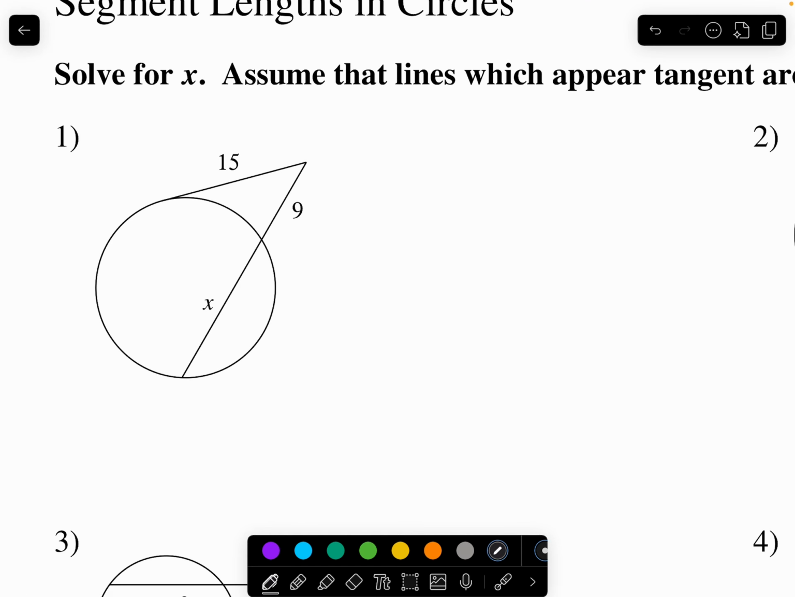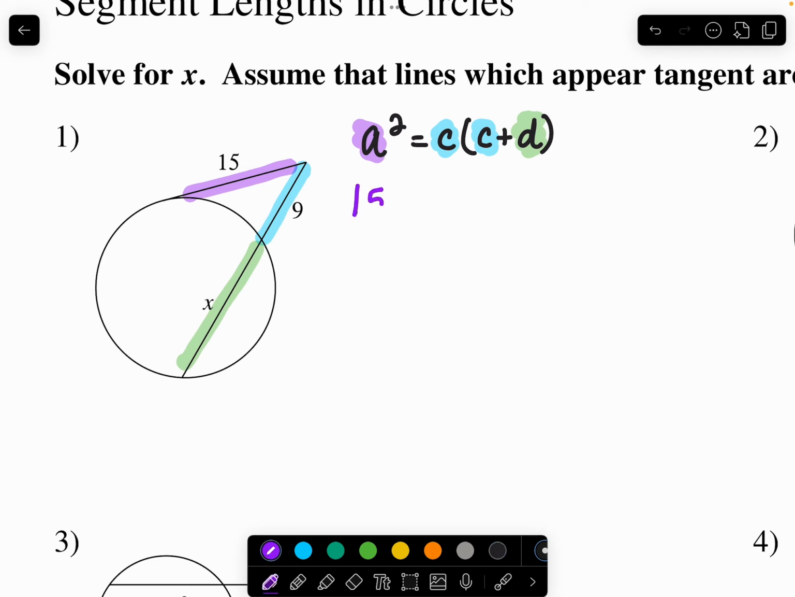So for this particular problem, if you look in your notes and compare this picture with all the options, you'll see that we're going to use the a squared equals c times c plus d formula. This is going to be a, this is b, and this is d. So when we plug it in, we will have 15 squared equals 9 times 9 plus x.